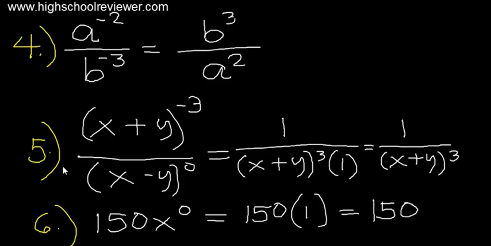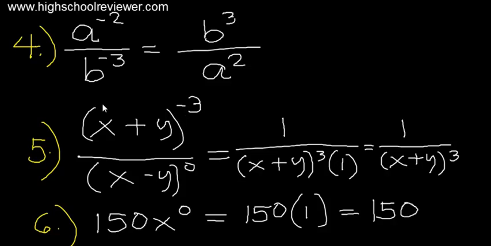Number 5. The quantity of x plus y raised to negative 3 all over the quantity of x minus y raised to 0. The quantity of x minus y, since it is raised to 0, this will always be equal to 1. So we have here 1 on the denominator.